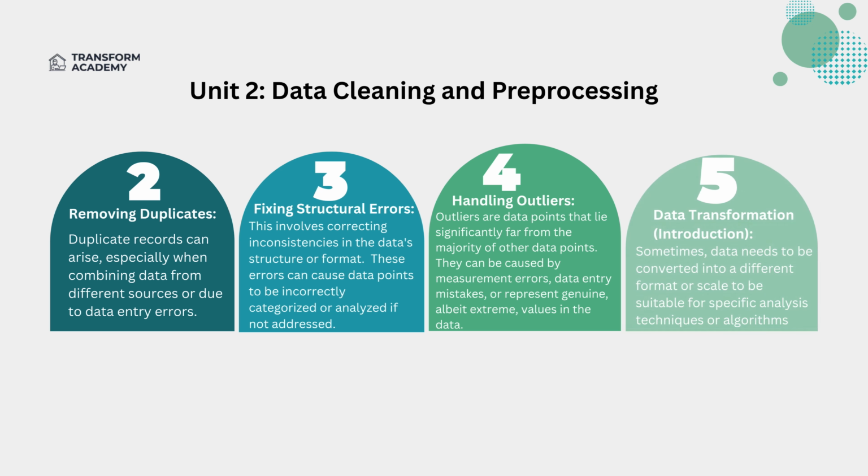Number five, data transformation. Sometimes data needs to be converted into a different format or scale to be suitable for specific analysis techniques or algorithms. This can include encoding categorical variables, for example, red, blue, green, into numerical representations, or scaling or normalizing numerical features so they fall within a specific range, for example, 0 to 1, which can be important for algorithms sensitive to feature scales.